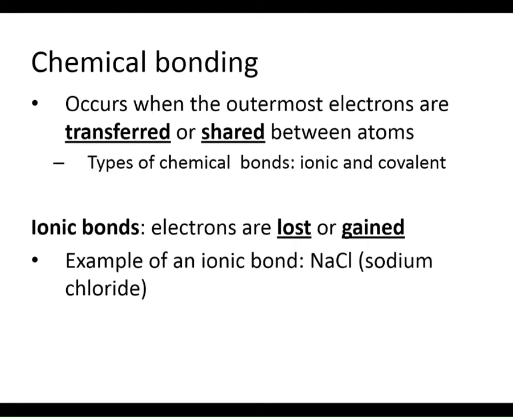Now, when two atoms combine, there's always going to be an interaction of the electrons in the outer shell of those atoms with each other. There's a couple different ways that atoms can combine: ionic bonds, and then covalent bonds in a moment. When two atoms, like two hydrogens and an oxygen, combine to make water, there's going to be some accounting going on to figure out where these electrons are. Those electrons can either be transferred, literally moved from one shell to another, or they can be shared. So I'm going to start off with gaining or losing electrons.